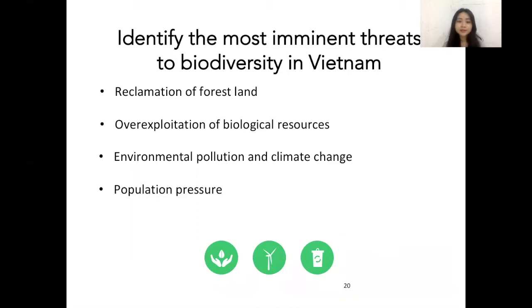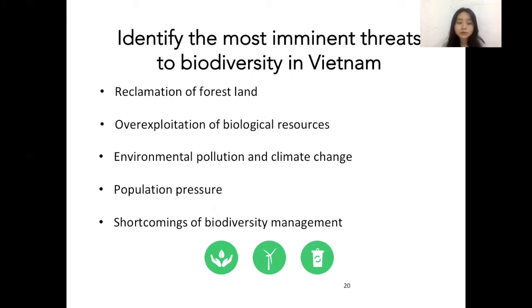The fourth threat is population pressure. Vietnam's population has reached over 97 million at the moment, and is still on an upward trend in the near future. As predicted, when the population increases, the demand for land for agricultural production and husbandry increases, resulting in the decrease of biological resources.